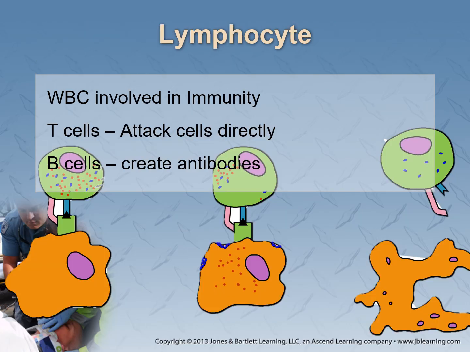And then there's lymphocytes. These are considered white blood cells also, but they go through a whole different maturation process. Lymphocytes become T cells or B cells. T cells are going to attack. You can see there, they have a T in the word attack. They attack the cells directly. And then B cells create antibodies, and there's that letter B in antibodies, one way to remember that.